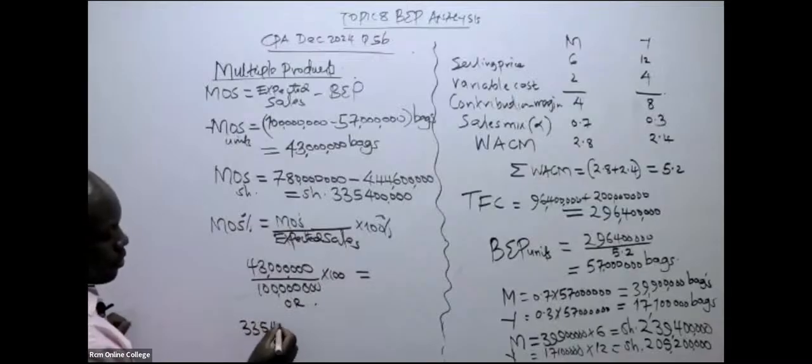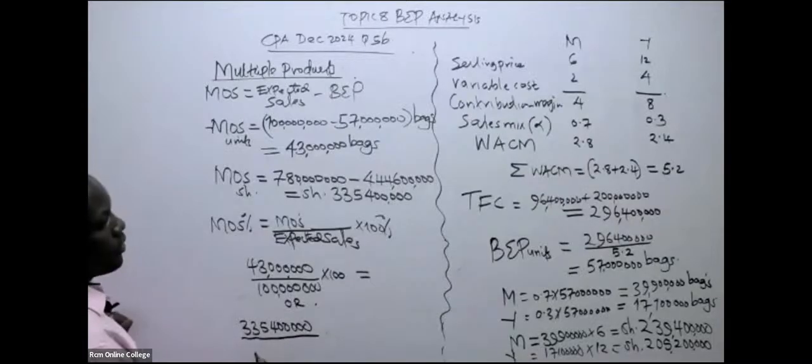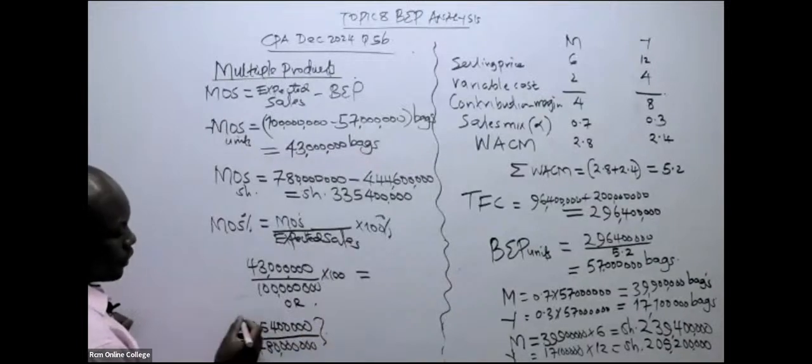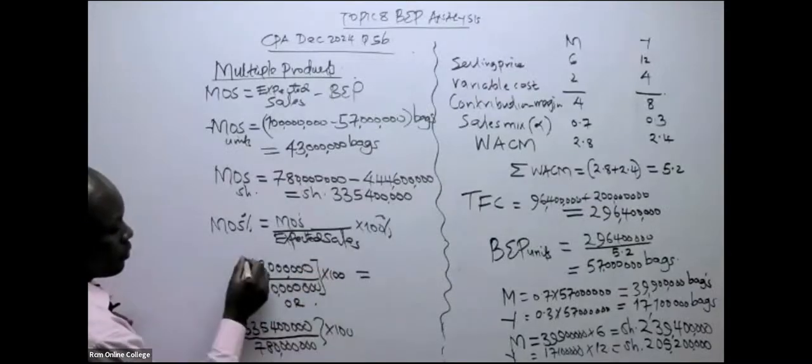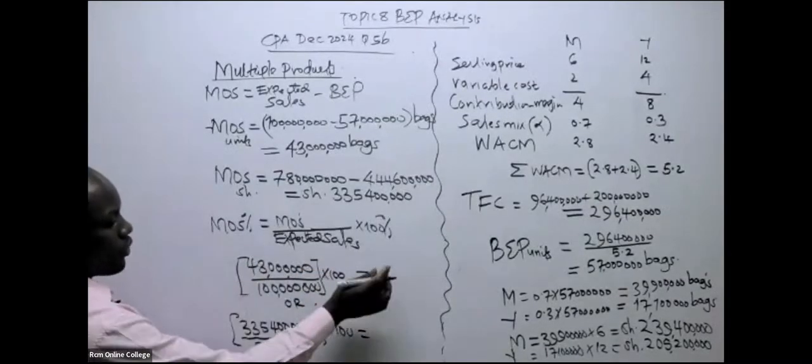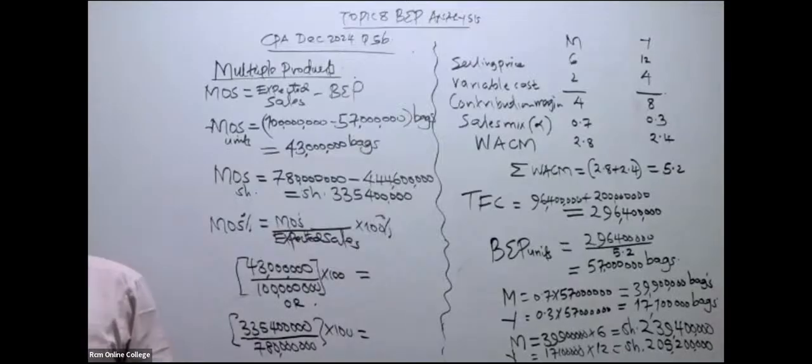33,335,400,000 divide by 780 million. The whole of this we express as a percentage. So what are you getting for the first one? 3 decimal places.